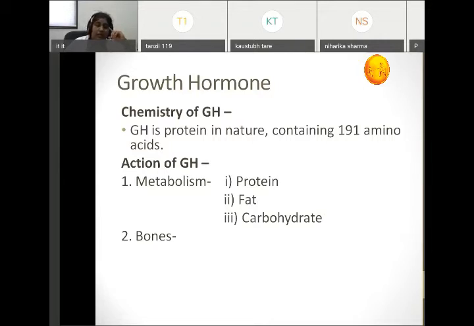The growth hormone, the name itself suggests that it increases growth of a tissue that is capable of growing. All tissue that is capable of growing. So it increases the growth of a tissue by increasing the size and increasing the number. Remember that size also increases and the number also increases by mitosis.